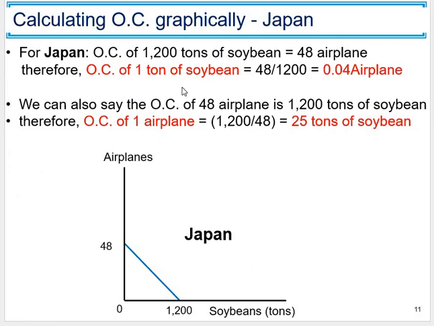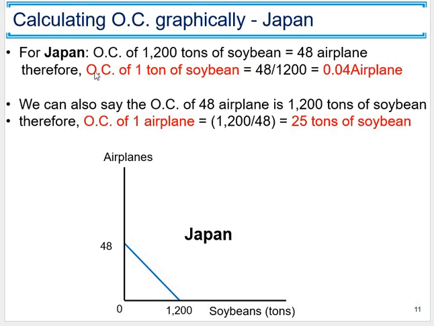So similarly for Japan, right? We know that Japan can choose between either putting all the workers in airplane production and producing 48 airplanes, or letting them all focus on soybean production. So Japan can produce 1,200 tons of soybeans, right? So the trade-off between airplanes and soybeans is 1,200 tons of soybeans equals 48 airplanes.